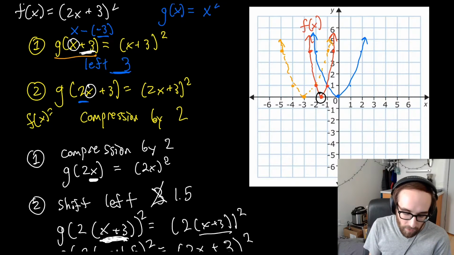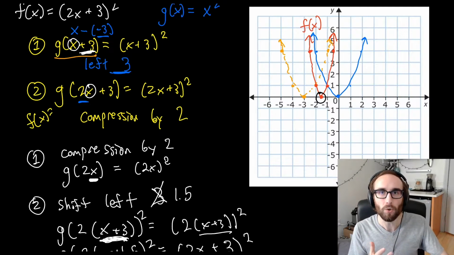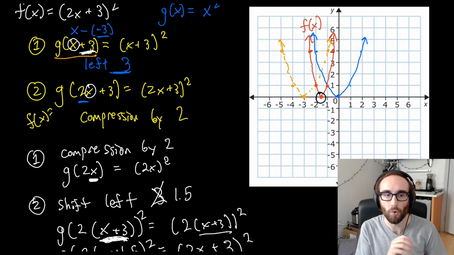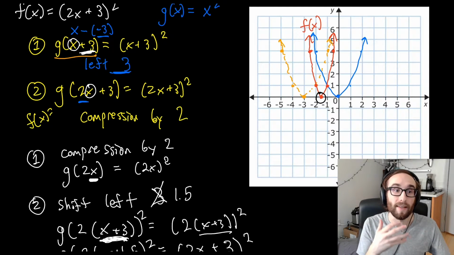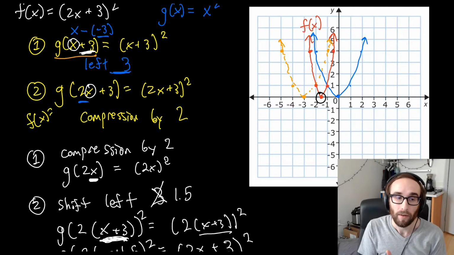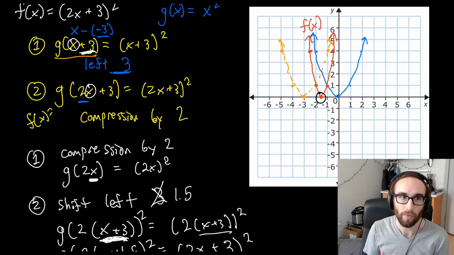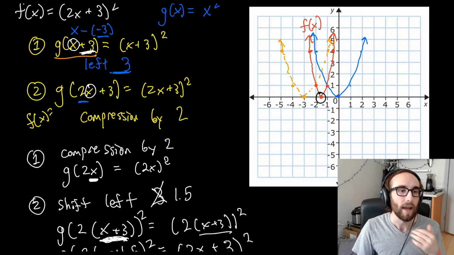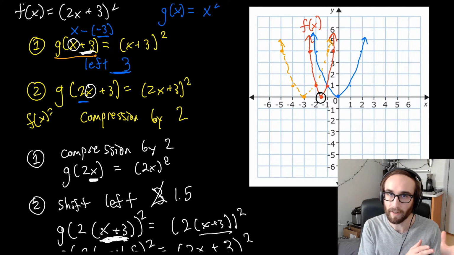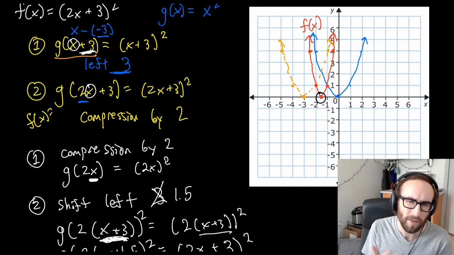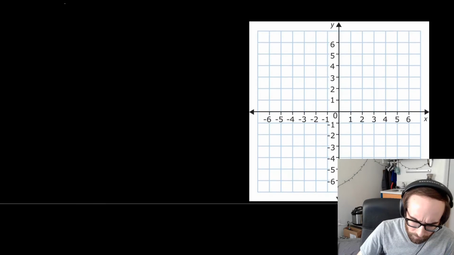So here the order matters. When we make a change to the input, we need to replace the x in our equation with that change. And the order that we make those changes makes a difference. So here it's important that we first shift to the left 3, and then when we compress, we're only compressing x, so we're changing x with 2x. Let's take a look at another example.